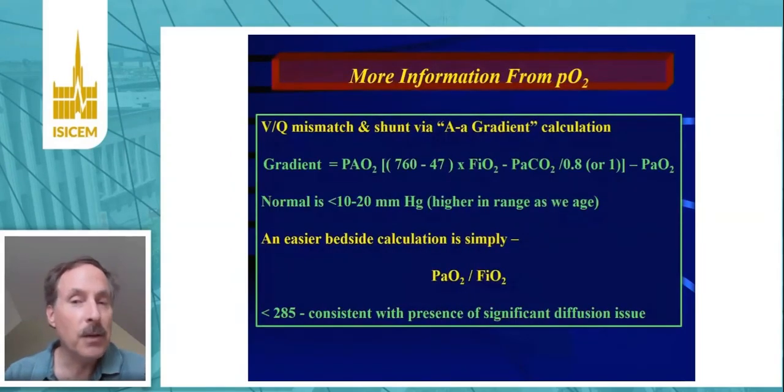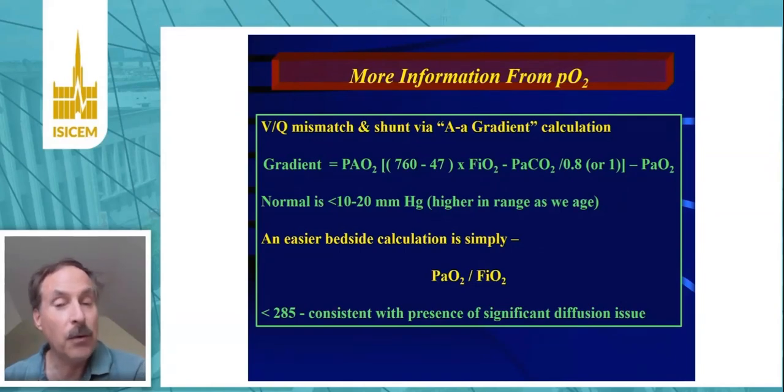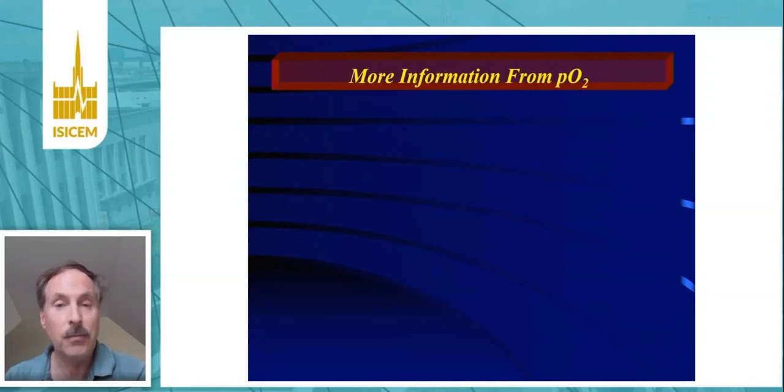And finally, from the information from the PO2, we can look at the diffusion characteristics of the lungs via the AA gradient, which is normally about 10 to 20. An easy way to calculate it is found below, where you just take the PO2 of the arterial blood gas and divide it by the FiO2. And if it's less than 285, this is consistent with the presence of a significant diffusion issue.